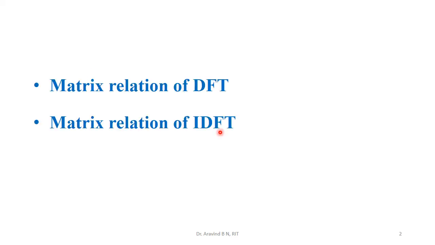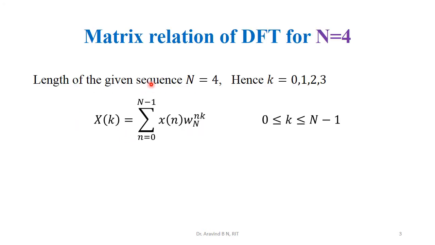In this lecture, we are going to discuss the matrix relation of DFT and also the matrix relation of IDFT. So we are going to identify the matrix relation of the DFT for a particular sequence length of N equal to 4. So we are going to have a derivation-like representation for that with respect to N equal to 4. Similarly, we can also have it for other cases.